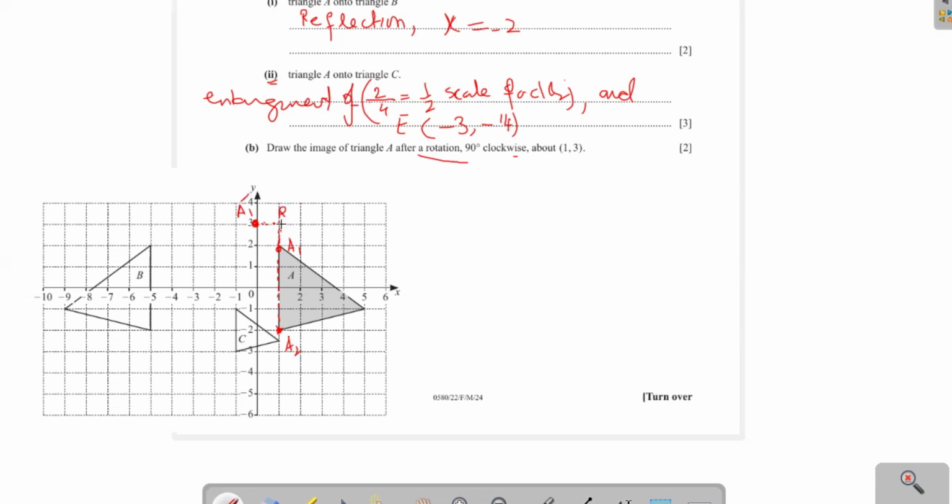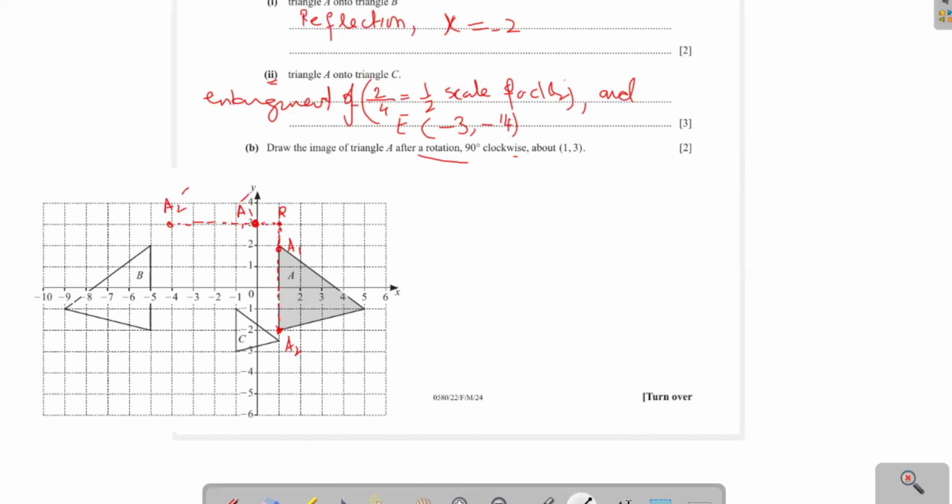And when we rotate RA2 90 degree, this will be the position of the image points of 90 degree rotation of points A2 about 1, 3. This will be the second points A2 dash. Now next is the third point.